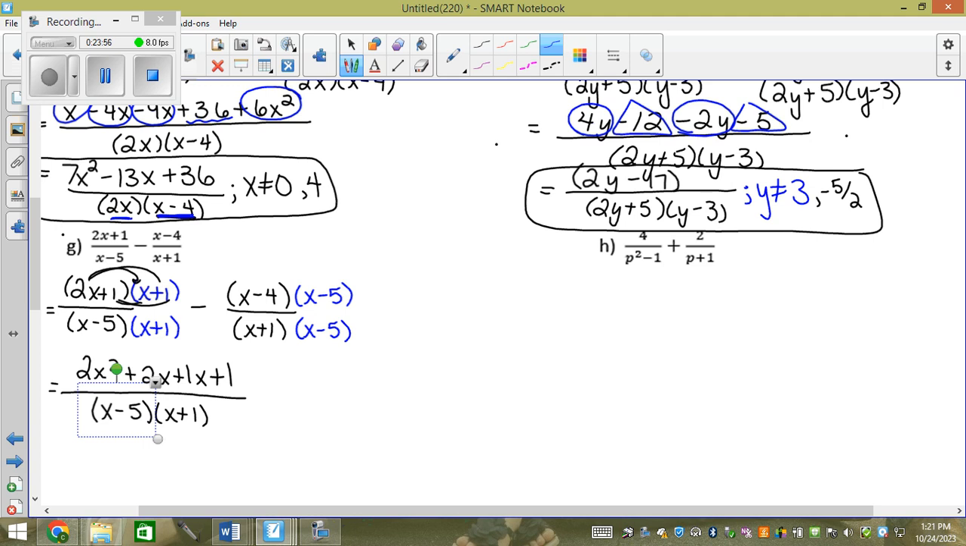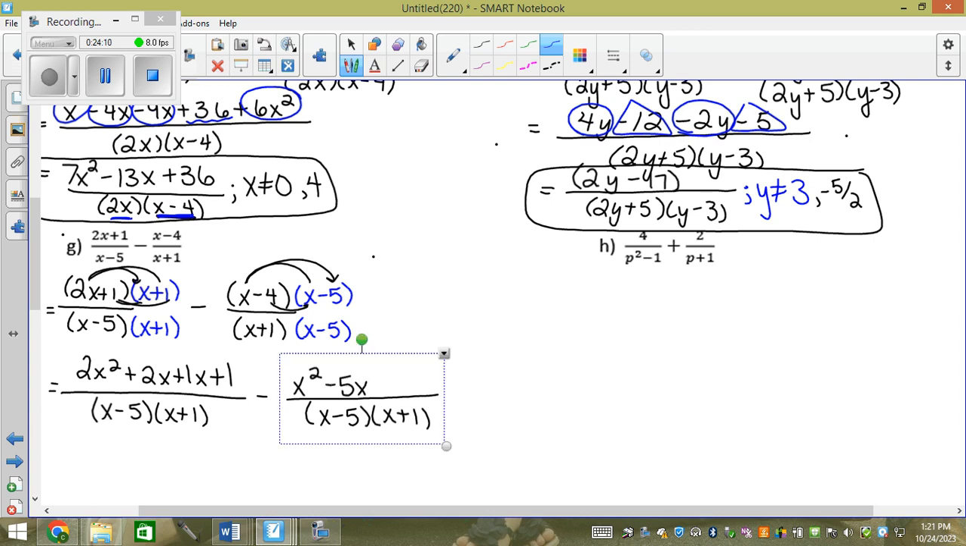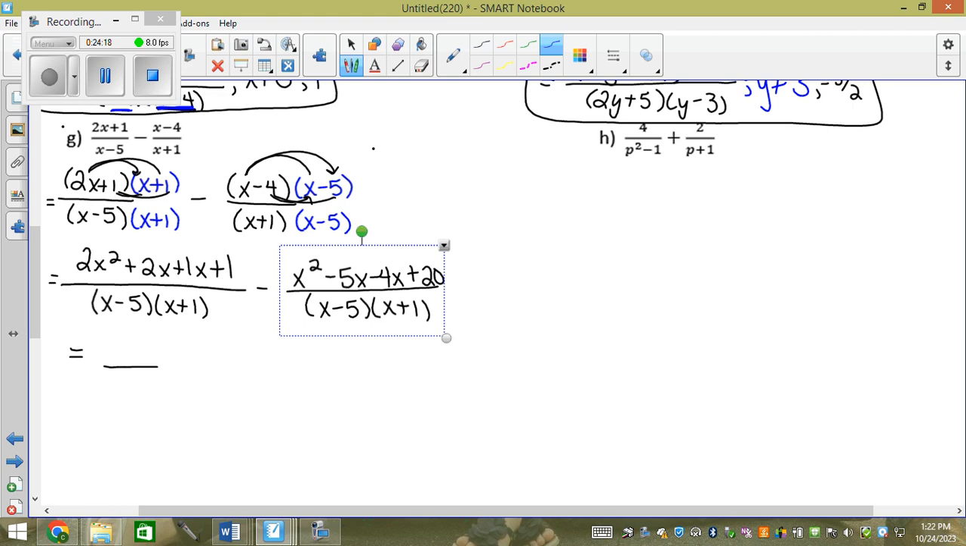Then we have minus x minus 5x plus 1 on this one again. And we expand the top only. So x times x is x squared. X times negative 5 is negative 5x. Negative 4 times x is negative 4x. Negative 4 times 5 is positive 20. And then I get all over one denominator. That's why we made it common. x minus 5, x plus 1.